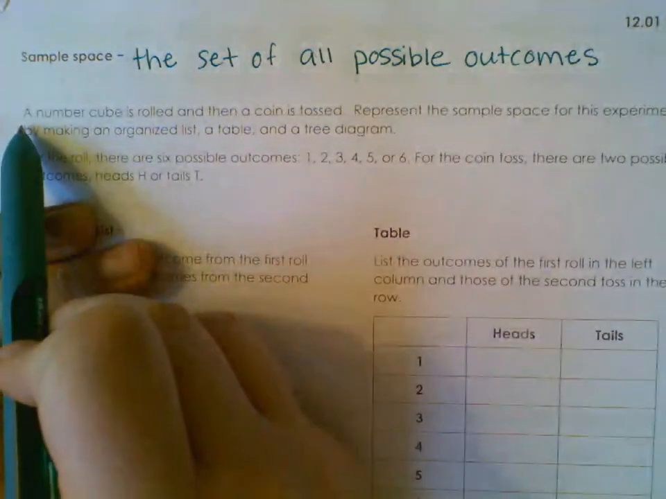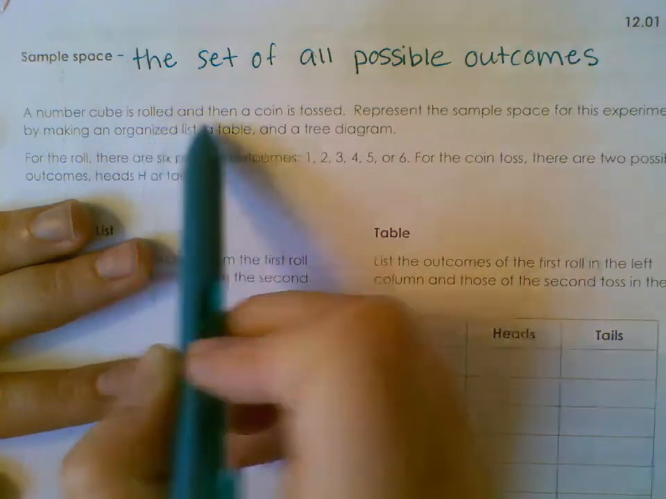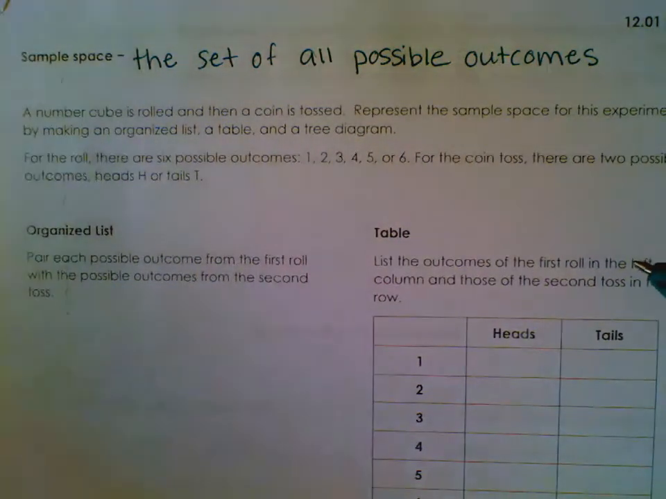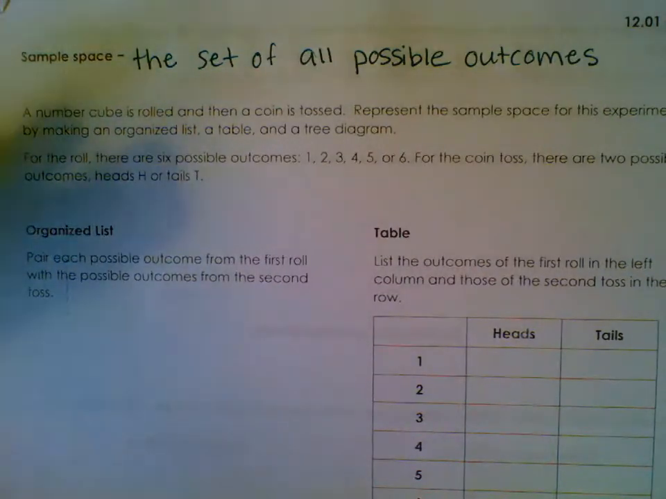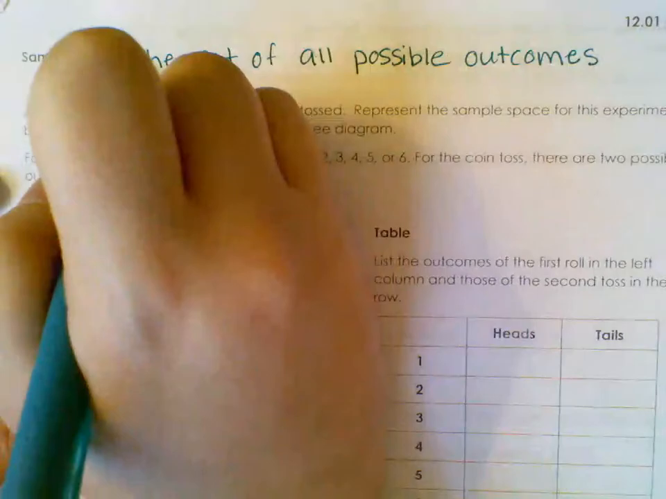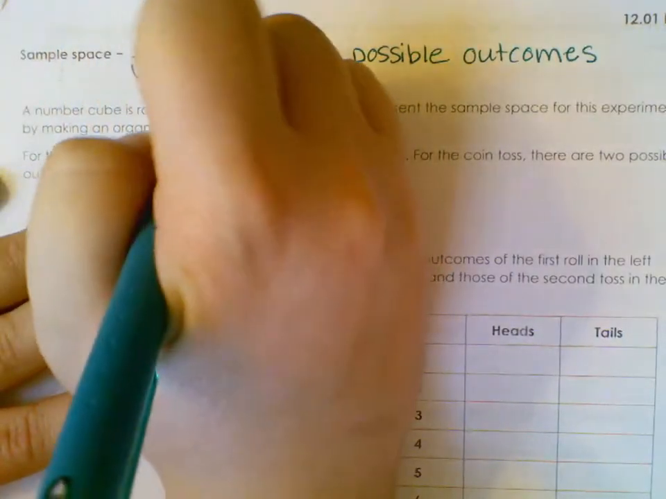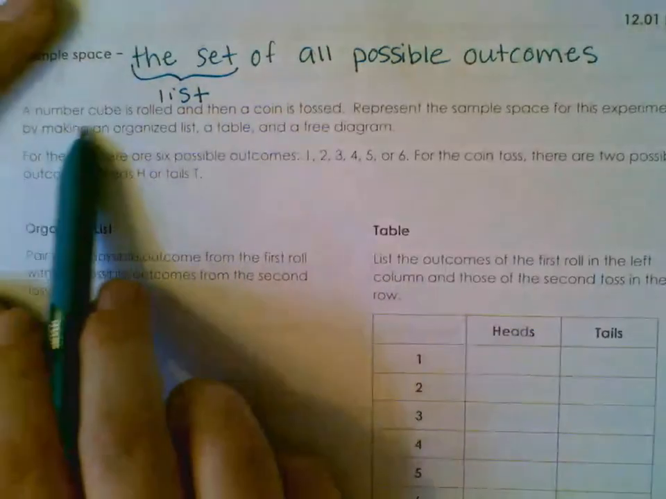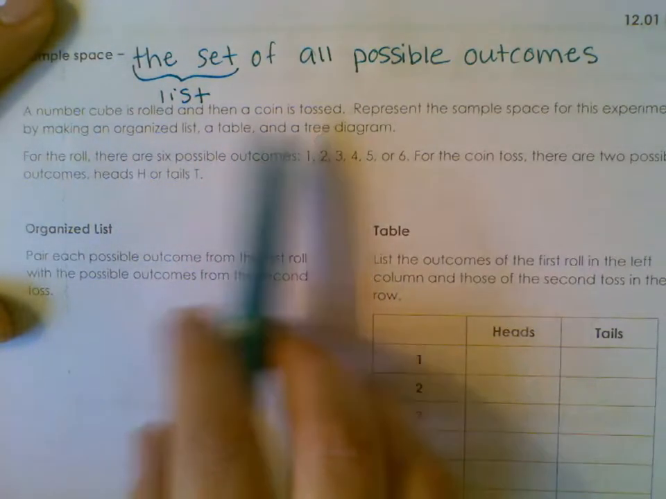So we're going to be talking about a number cube that is rolled and then a coin that is tossed. So our sample space is going to be the list of every possibility that could happen when you roll that dice and then you flip that coin. In math, when you see the word set, that's really just a list. You're listing out all of the outcomes. So again, we're looking at a number cube that is rolled and then a coin that is tossed.